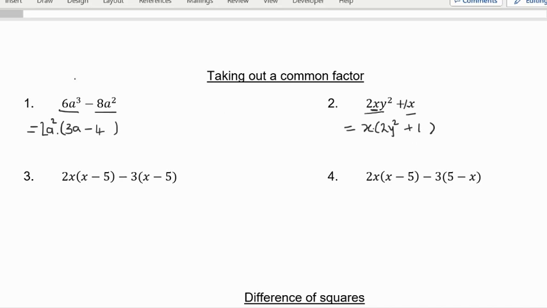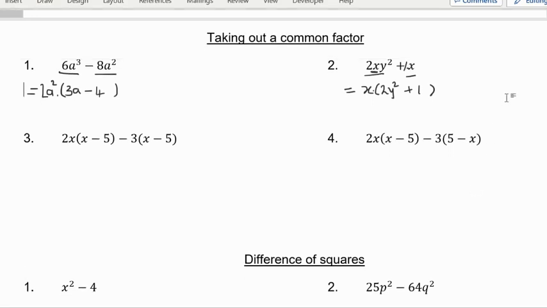What is a way to check, grade 9? If we multiply this back out, we've got 2xy squared and then plus x. If we multiply it back out, after we've taken out a common factor, we need to get back there. And it works, right? Okay, let me just get rid of all of that. Perfect. Fully factorized, we've taken out the common factor. Let's look at the third one.